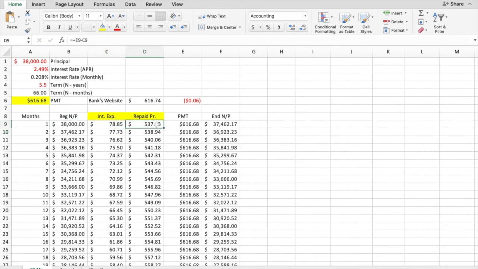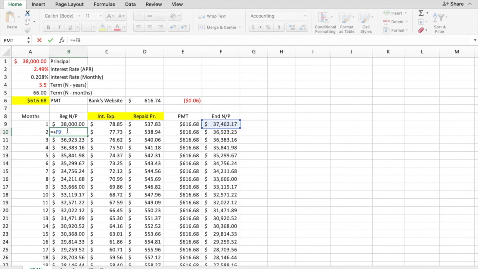My repaid principal amount, well, as we know, that's the difference between the total payment in blue and the interest expense in red. The payment, again, is pulled from the payments cell, and it fills all the way down in my spreadsheet. And my ending note payable, how do I determine it? Well, my beginning note payable was 38. The first payment takes away 537 of that, so I'm left with 37,462.17.